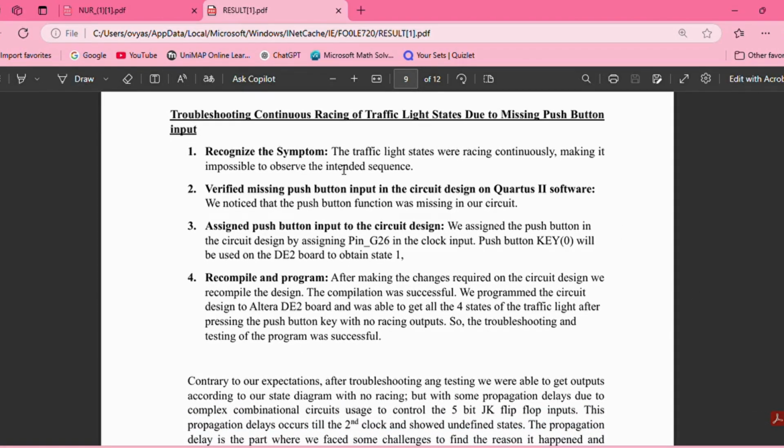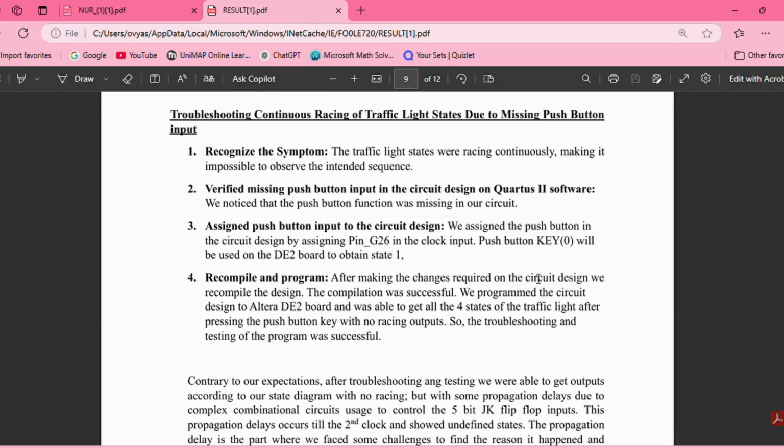First, we recognize the symptom, which is that the lights were racing continuously, making it impossible to observe the intended sequence of the traffic light. The second thing we did is verify the missing push button in the circuit design on our Quartus 2 software. We noticed that the push button function was missing in our circuit. Third, we assign the push button input into the circuit design by assigning pin G26 in the clock input. Push button key 0 will be used on the DE2 board to obtain states 1, 2, 3 and 4.